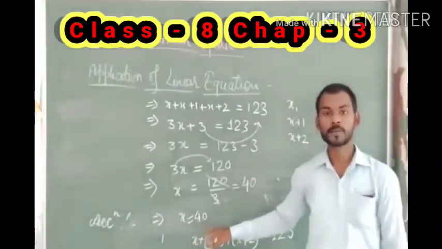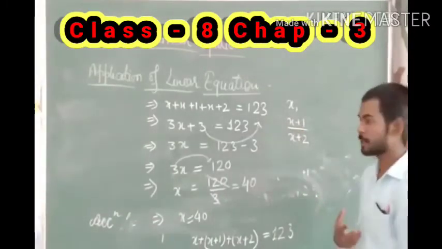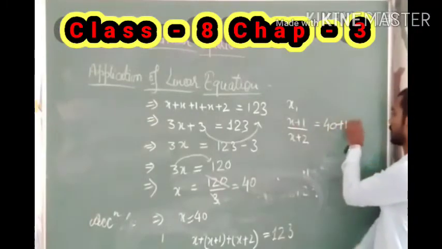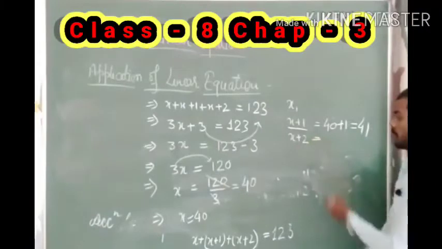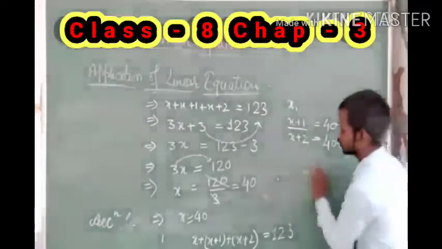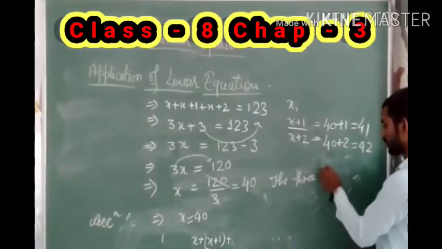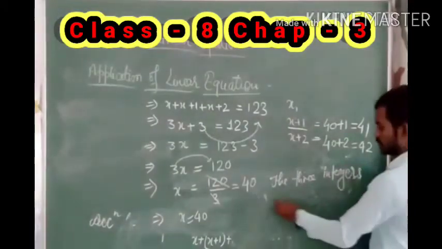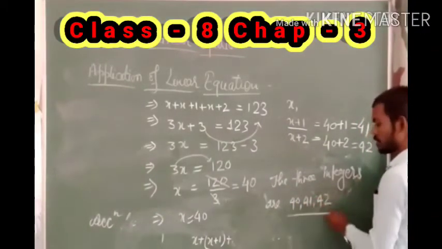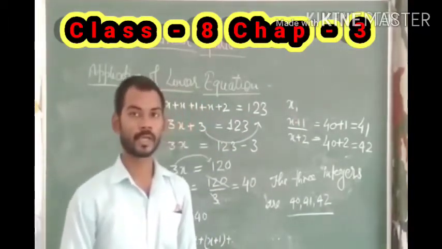So the first integer we obtained is 40, and for the second integer we supposed x plus 1 to be the second integer. So put the value of x in the place of x, we get 40 plus 1, and this is equal to 41. Similarly, put x is equal to 40 in x plus 2, we get 40 plus 2 is equal to 42. So the final result is the three integers are 40, 41 and 42, for which the sum is 123.